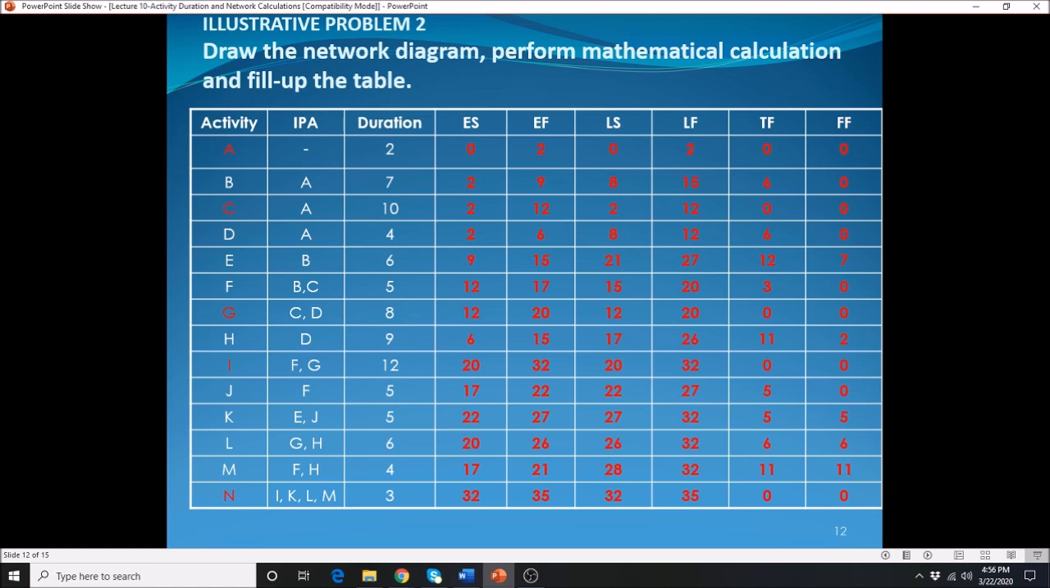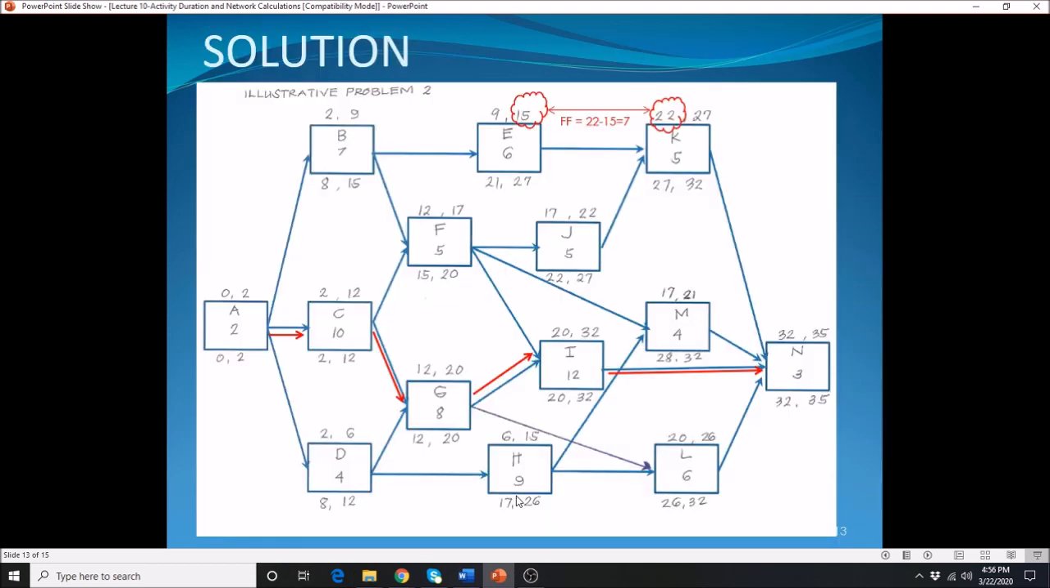Alright, so the next thing you have to do now is how to calculate the free float. Let me show you the diagram. Remember again, the TF and the FF of the critical activities are 0. Only the non-critical activities have a TF and an FF.